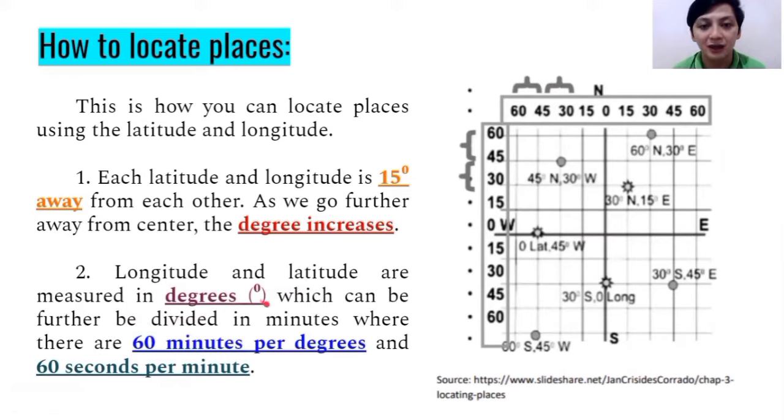So number 2, longitude and latitude are measured in degrees. So this is how you write it, which can be further divided in minutes, where there are 60 minutes per degree and 60 seconds per minute. So for example, we have here 45 degrees north and 30 degrees west. So it has a specific minute and seconds. Later on, I will show it to you. How are we going to read it and how are we going to write it? But as you can see, do not forget the degrees. Okay, and specifically the direction. If it is north and south, that is latitude. If it is east and west, that is longitude.